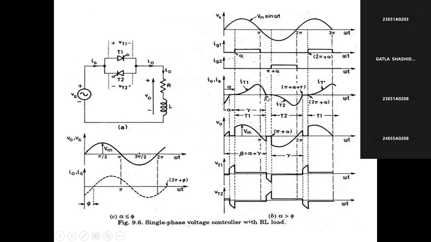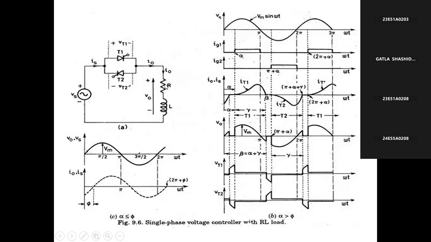Beta is called the extinction angle. Current is coming to 0 at beta. So up to beta, we are having current in the load. Current multiplied by impedance is V0. So up to beta, I will get output voltage. From beta to pi plus alpha, I won't get the output voltage. Why? Because after beta, current in the load is 0.